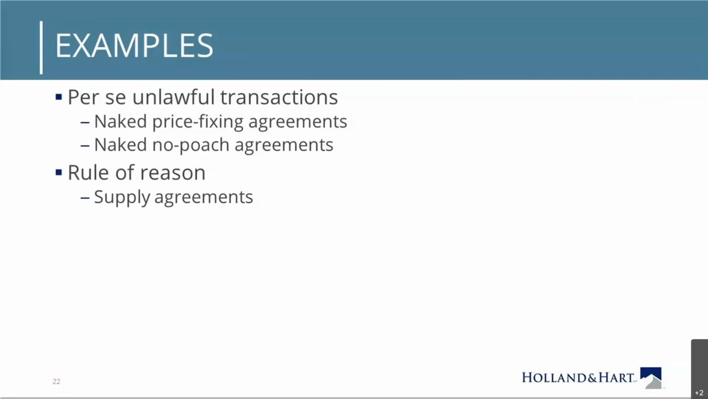Rule of reason, let's talk about that. Some agreements can have pro-competitive benefits, and so an example of this would be, for instance, an exclusive supply agreement. Yeah, if it's exclusive, other people can't benefit from that supplier. But if it allows you to be more efficient and provide services at lower cost, that can be a benefit to the marketplace in a way that compensates for the anti-competitive aspects of that agreement.